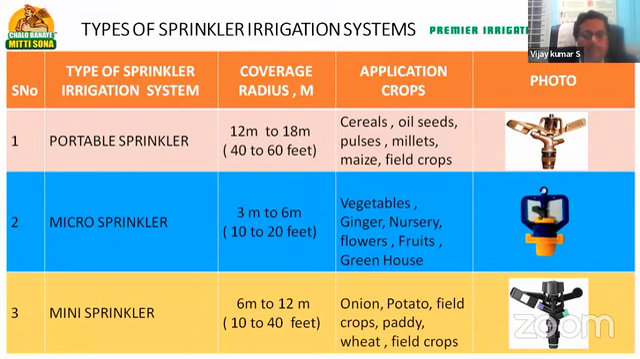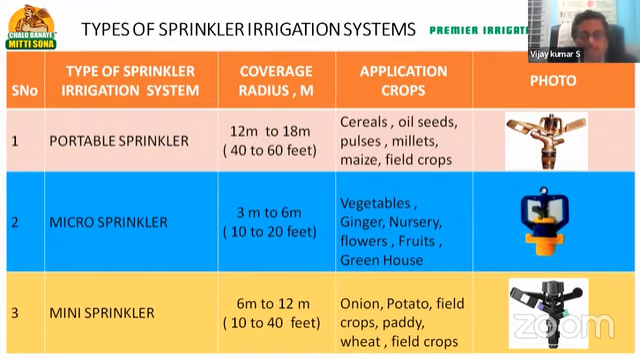The third thing that we are going to see is the mini sprinkler system, which typically falls in between the portable and micro sprinkler. The mini sprinkler has a typical radius from 6 meters to 12 meters. And typically the mini sprinkler is a very popular product, particularly in Gujarat, Maharashtra, Karnataka, for onion, potato, field crops, and many places in West Bengal and other areas. We also use it for paddy, wheat, and other field crops.